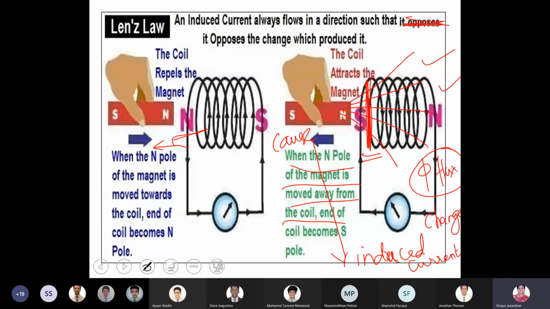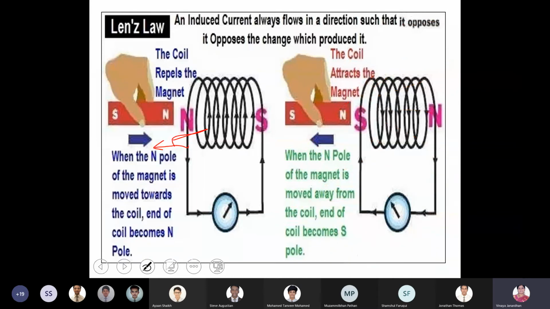It doesn't want the cause to happen, which means it will try to pull the north pole towards the coil. In that sense, the part of the coil which is facing the bar magnet should behave like a south pole. So this is the nature of the induced current, right, boys? It always flows in a direction such that it opposes the change which produced it. That's the reason you have a negative sign. E is proportional to minus d phi by dt. An induced current always flows in a direction such that it opposes the cause which is producing it.